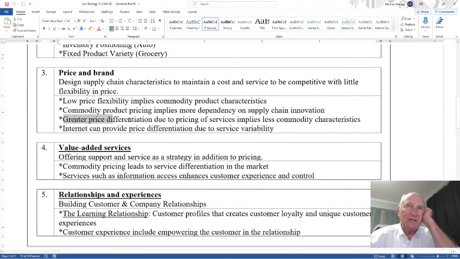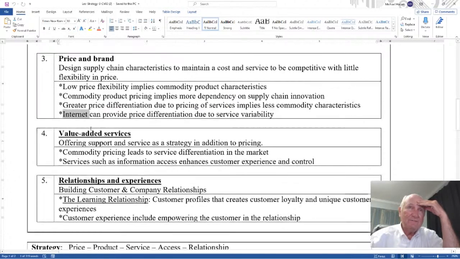Greater price differentiation, though, due to pricing of services implies less commodity characteristics. Internet can provide price differentiation due to service variability. In other words, when you have the internet, you can have different differentiation of prices on timing, and we'll talk about price differentiation here in just a second. Depends on timing, depends on the group, depends on a whole list of things. You can have different prices for different types of factors. Well, the internet allows you to do that.